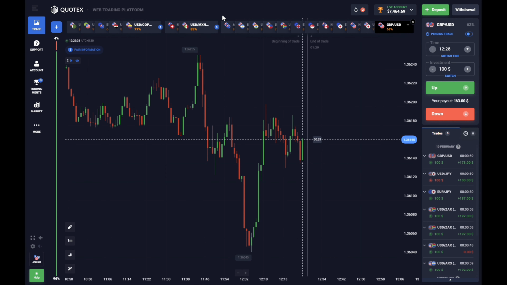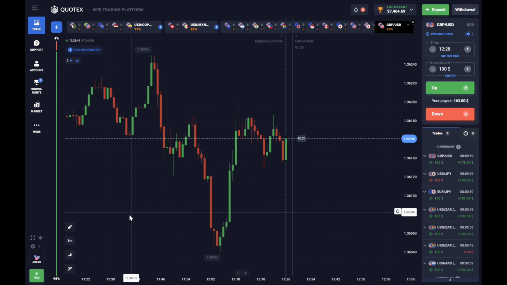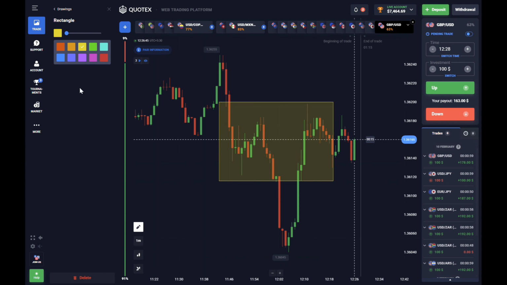I feel that, first of all, whether it is the OTC market or the real market, finding a chart with good movement is very important. So that is the very first thing I do. This is a chart with quite good movement.